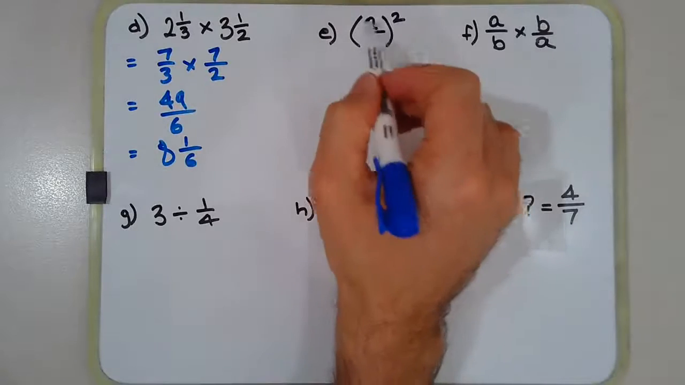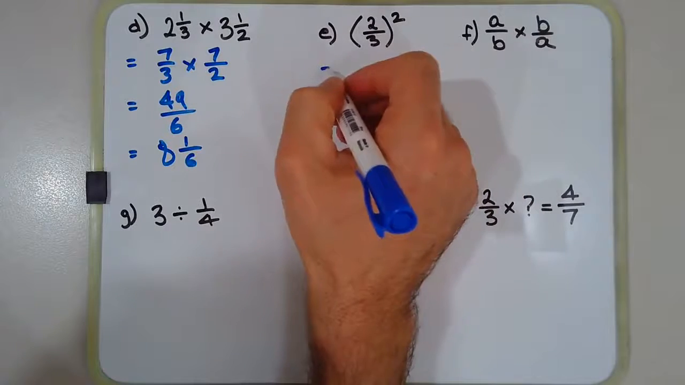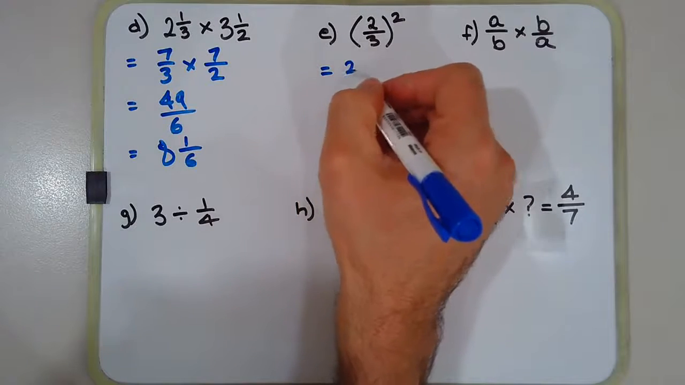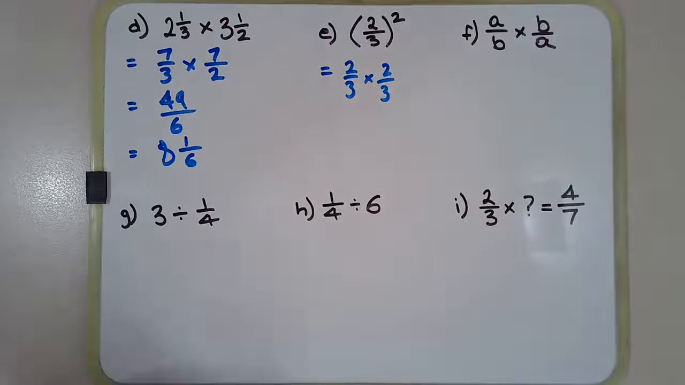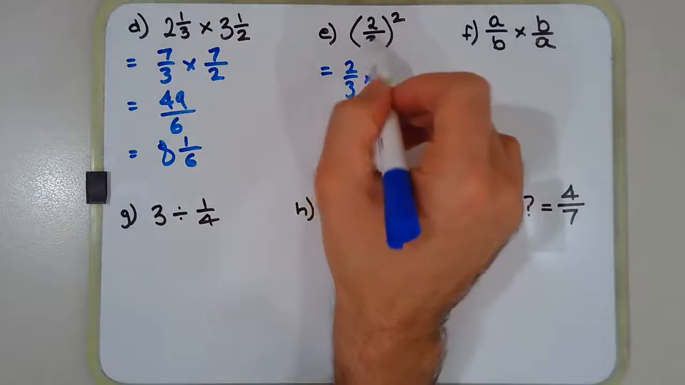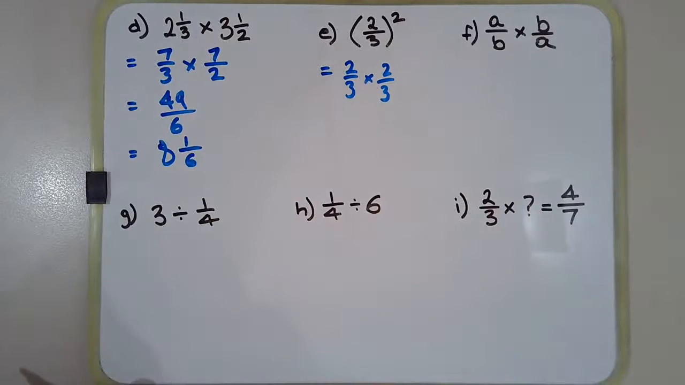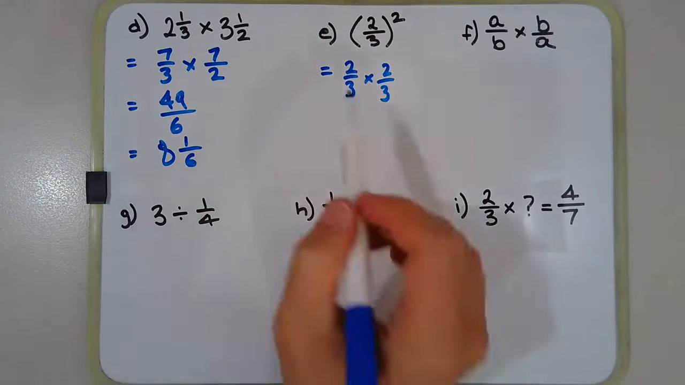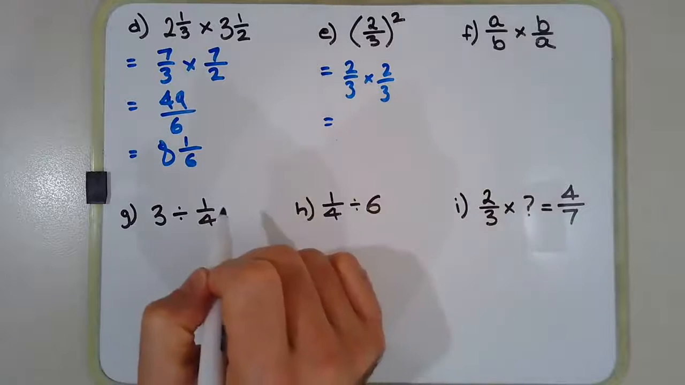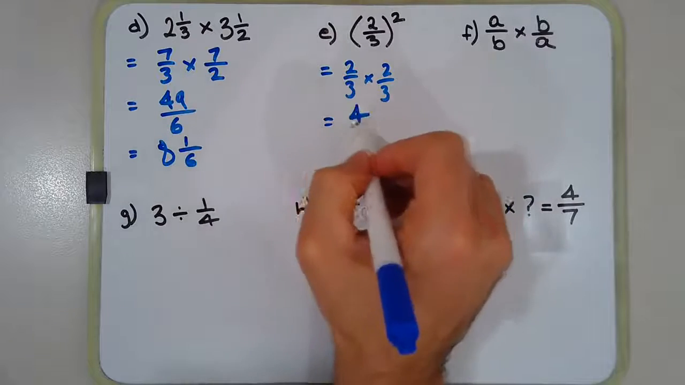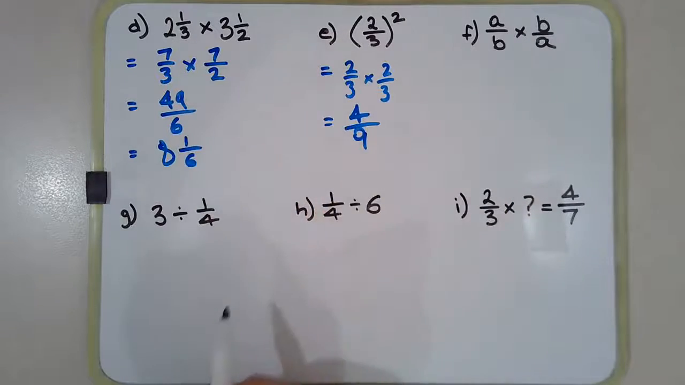2 on 3, all squared. Okay, if you want to expand that to see what happens, that's just 2 over 3 multiplied by 2 over 3. Okay, so that's what the squared means. It just means whatever's in the bracket, we're going to multiply it by itself twice. Okay, so itself and then another 2 on 3. Okay, again, multiplying across, 2 times 2 is 4, 3 times 3 is 9. Can't simplify that any further, just leave it.